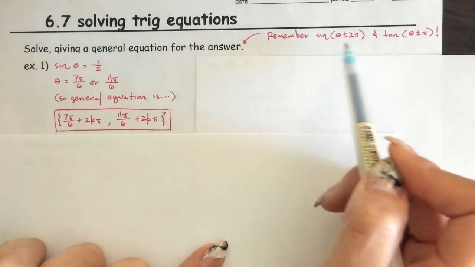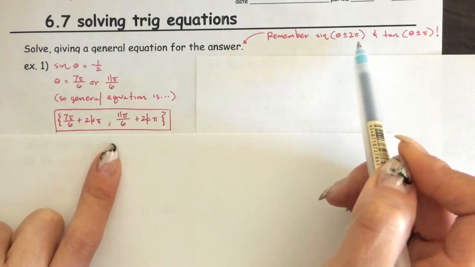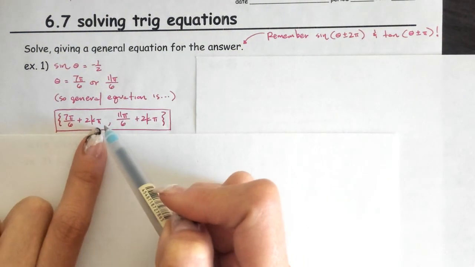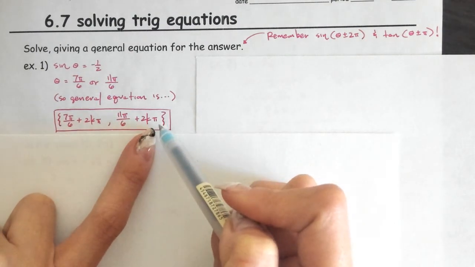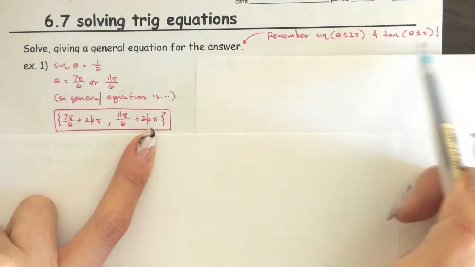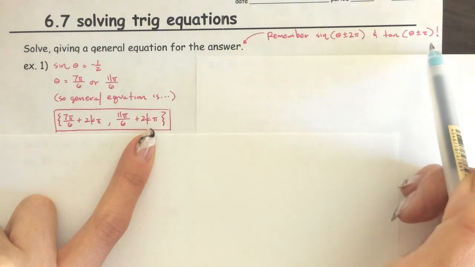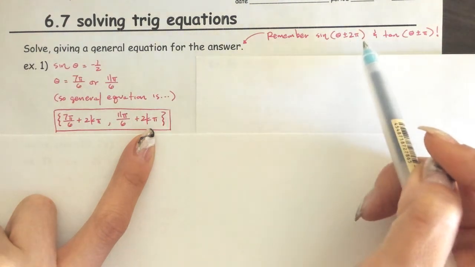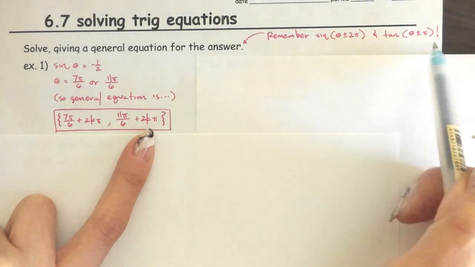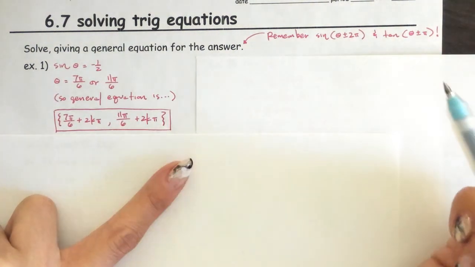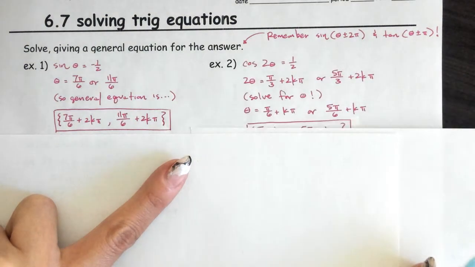So for sine and cosine, we can add or subtract 2 pi, so that's why it's plus 2k pi. And then my other answer is also plus 2k pi. For tangent and cotangent, it's always going to be plus or minus pi, right? So we don't have to do 2 pi, we can just do pi, because we can go to the other side of the unit circle and it's the same tangent value, right? So we did number 1 and number 2 together.